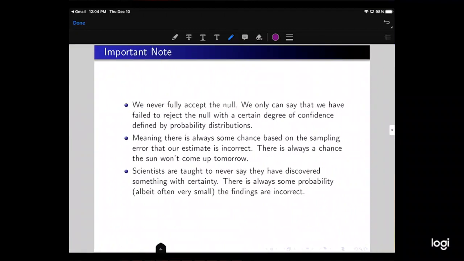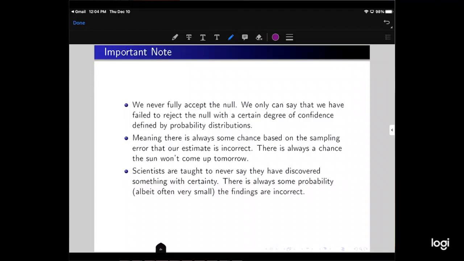An important note: we never fully accept the null. We never say that our null is true. We can only say that we've failed to reject the null with a certain degree of confidence defined by the probability distributions that we're working with. This means there's always some chance, based on sampling error, that our estimate is incorrect. For example, there's always a chance the sun won't come up tomorrow.